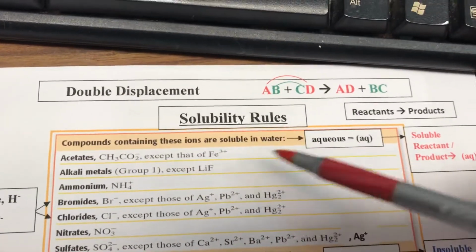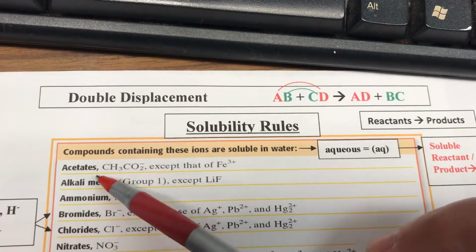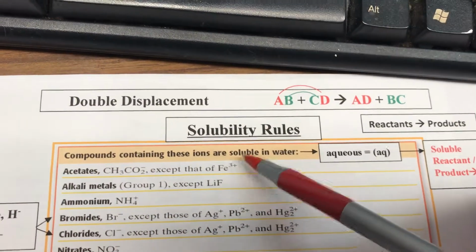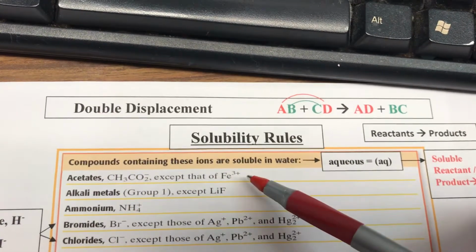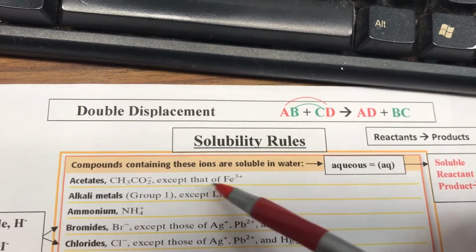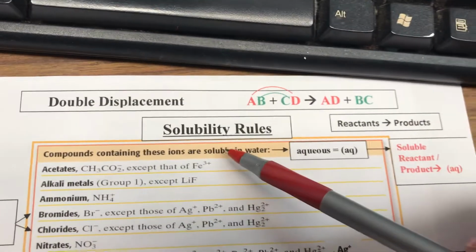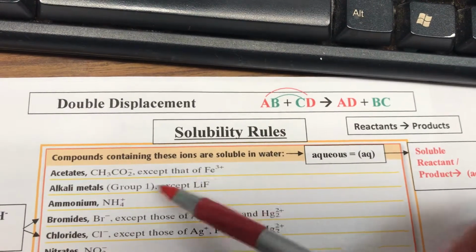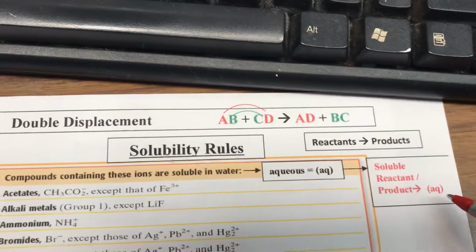You're going to read very carefully, and read out the sentence. You say, okay, acetates are soluble, so all the acetates will be soluble, except Fe3+. That means iron acetate will not be soluble. Anytime you see an exception, you have the opposite of the original definition. So iron acetate will be not soluble. If they're soluble, you will write aqueous.